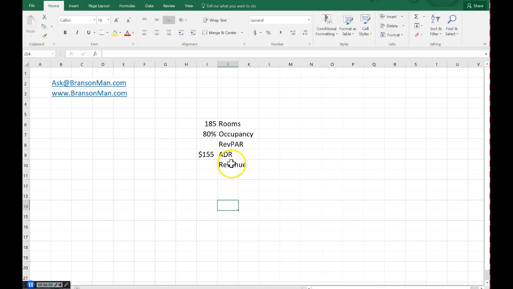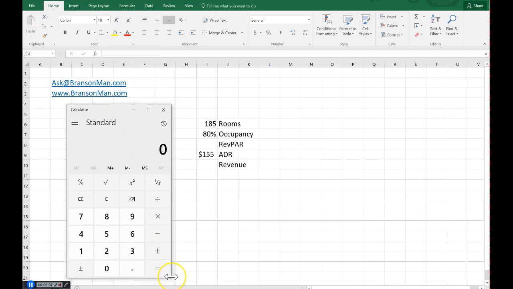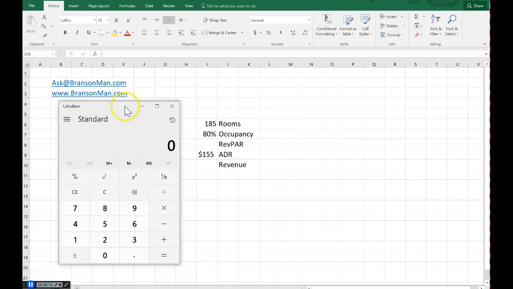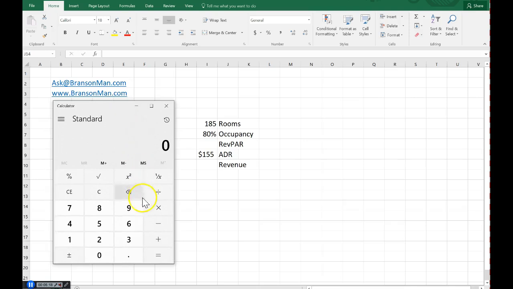So in this example, I'm going to go ahead and find my calculator here real quick. A lot of people don't know how to do percentages as decimals. This is very valuable, very important. I learned this in a business math class, and it was probably the most practical class that I ever took. First of all, let's figure out how many rooms were occupied. If the hotel has 185 rooms, but only 80% of those were occupied, how do we do that on the calculator?